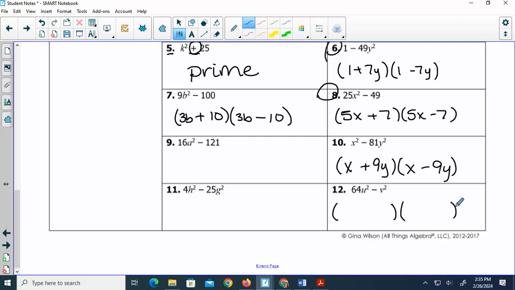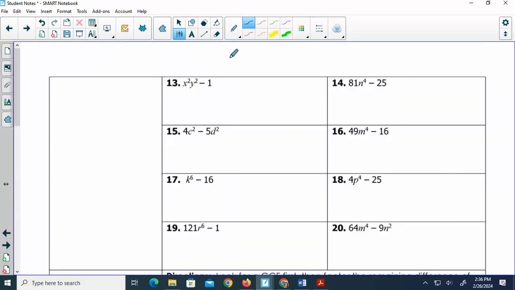Number 12. What would that factor into? 8u plus v, minus v. Alright. Why don't you guys try a few more on your own so we can make sure we're good before I stop for today.